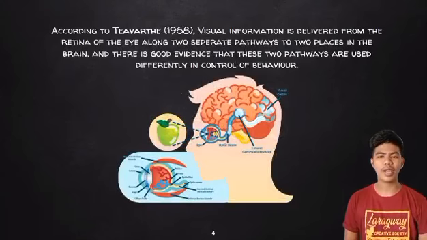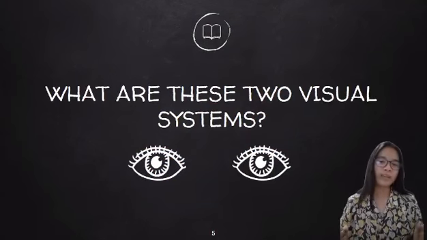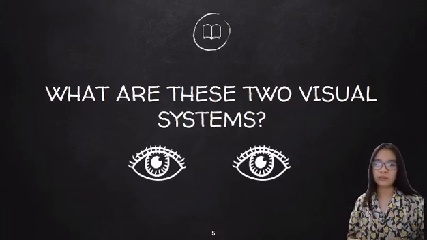So, according to PE243, visual information is developed from the retina of the eye along two separate pathways to two places in the brain. And there is good evidence that these two pathways are used differently in control of behavior. Another question would be, what are these two visual systems?